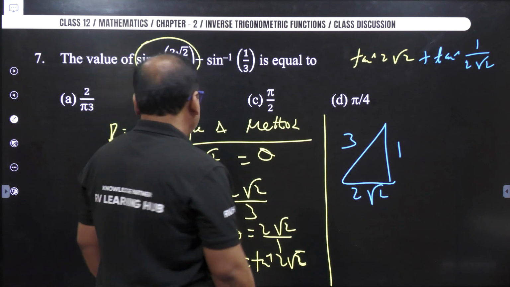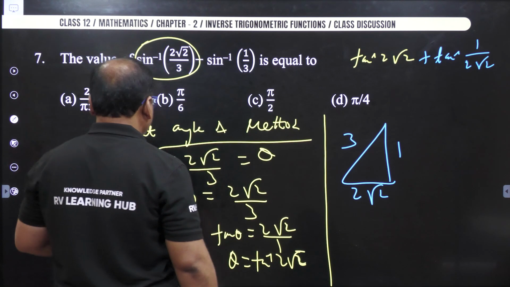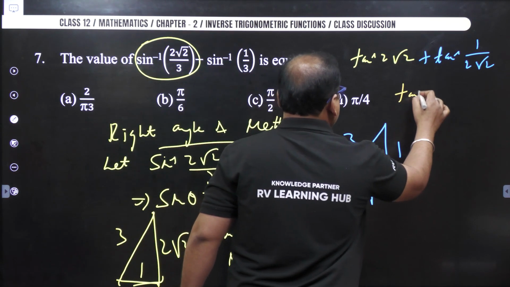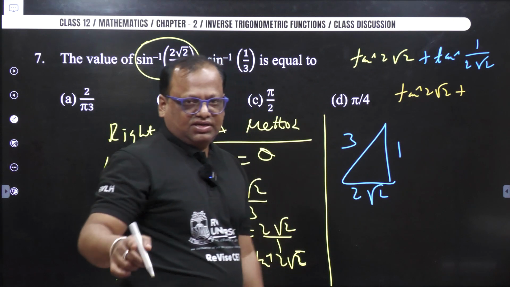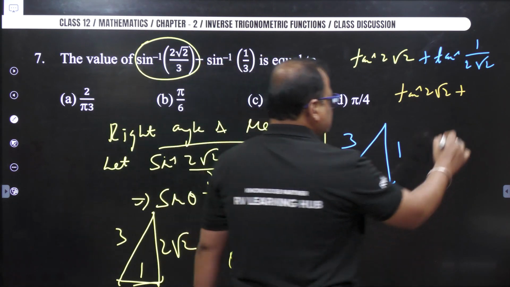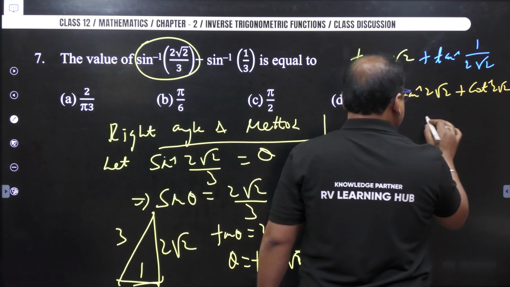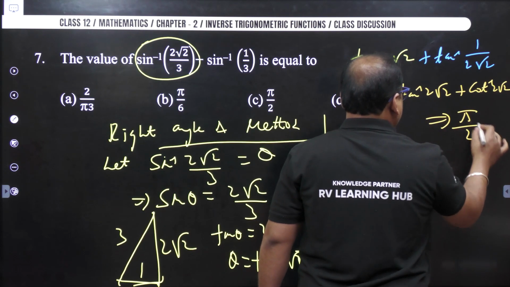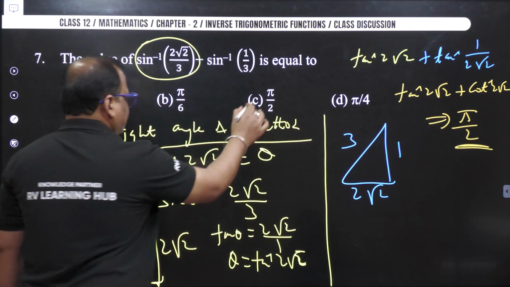So this entire term can be written as, see now? Tan inverse of 2 root 2 plus tan inverse of 1 by x is cot inverse of x. So this is cot inverse of 2 root 2. So tan inverse of x plus cot inverse of x is pi by 2. My answer is pi by 2.